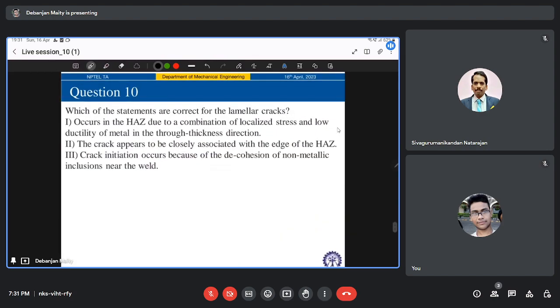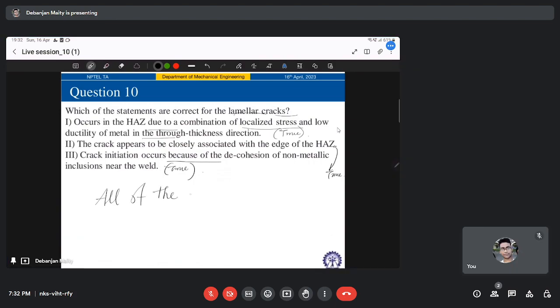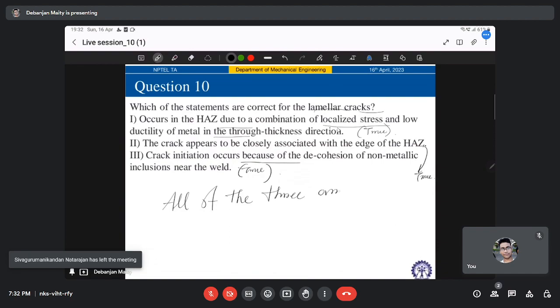Yeah. So this is the last question for today's session. Which of the statements are correct for lamellar cracks? It occurs in the heat affected zone due to a combination of localized stress and low ductility of the metal in the through thickness direction. Yes, this is true. The crack appears to be closely associated with the edge of the heat affected zone. This is also true. And as I was saying, crack initiation occurs because of the decohesion of the non-metallic inclusions. So all of the three are true.